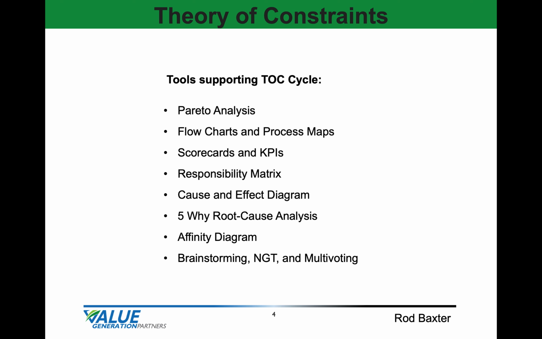There are some tools that support this theory of constraints idea. A Pareto analysis to focus on the 80-20, the most important issue, the most important constraint. There are flowcharts or process maps. Our scorecards, our key process indicators, should identify the constraints. We can use a responsibility matrix, a cause and effect diagram to look for all of the potential causes for the constraint, a root cause 5 why analysis to get to the root cause of the constraint, and even brainstorming or affinity diagram as well might support theory of constraints.